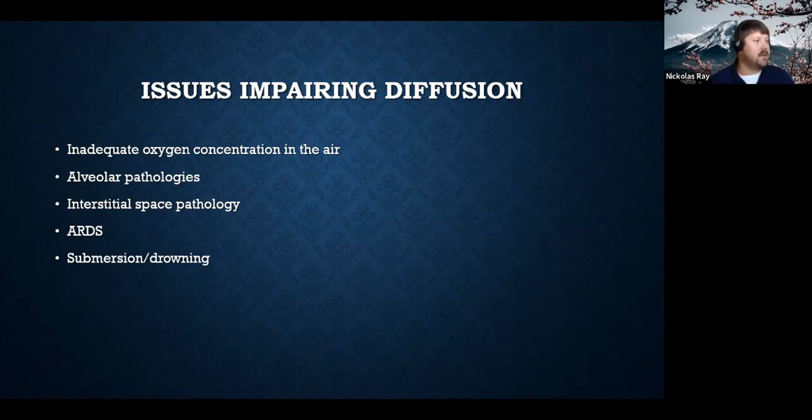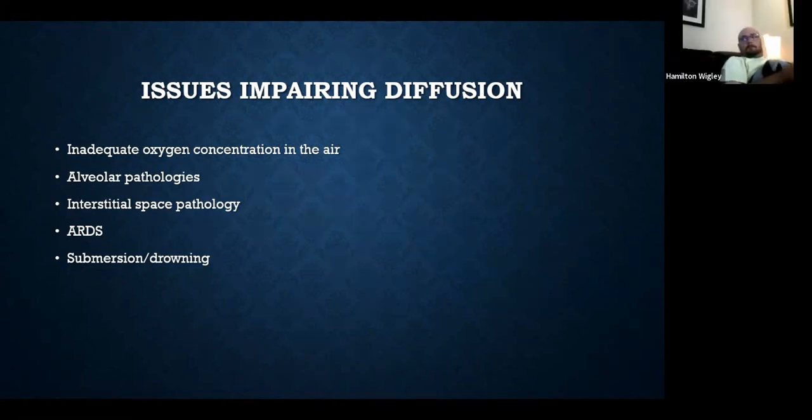In ARDS or even in submersion and drowning, now there's a couple of steps that happen within the submersion and drowning, but one of the things that directly impairs diffusion is going to be the washout of surfactant. And so like with ARDS and even with submersion and drowning, now of course you've got fluid in the lungs displacing the ability of the air to move in submersion and drowning, but with ARDS it washes out that surfactant and then it causes all the alveoli to collapse. And what does that do?